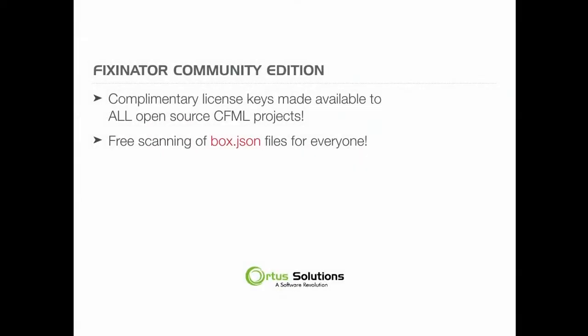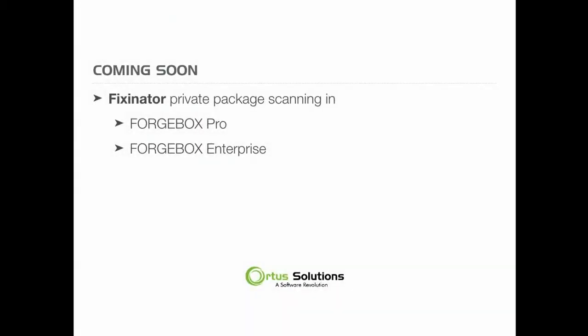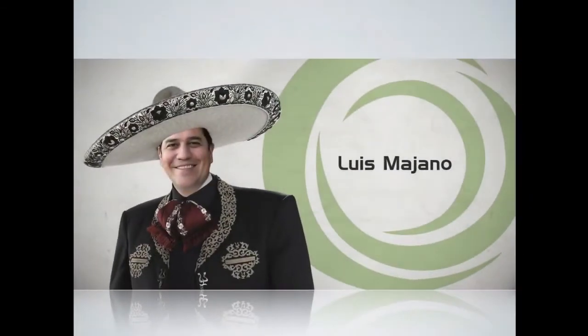Another thing I'm announcing here is community support for Fixinator. If you maintain an open source project and would like to use this on your open source project, let me know. I'll get you access to the product. Also, free scanning of box.json files. I'll give you a community key where you can run it on box.json files, and it'll give you reports of vulnerable dependencies. And coming soon as well, Fixinator private package scanning in ForgeBox Pro and ForgeBox Enterprise. All right, thank you.